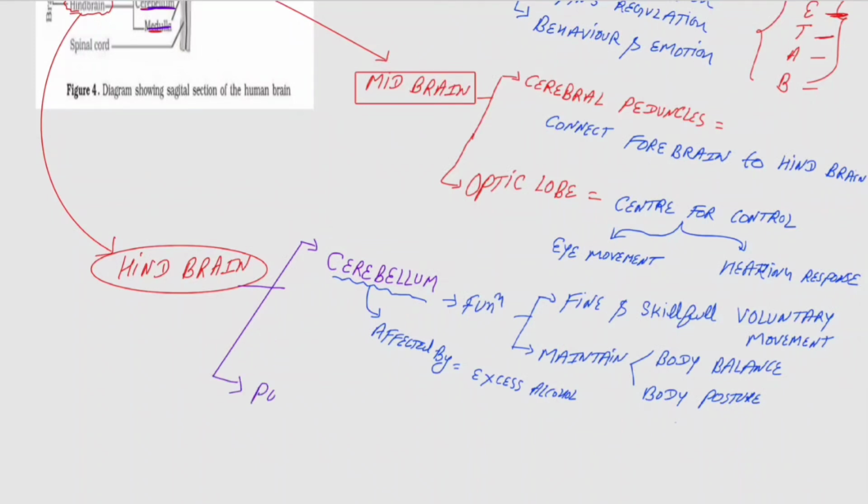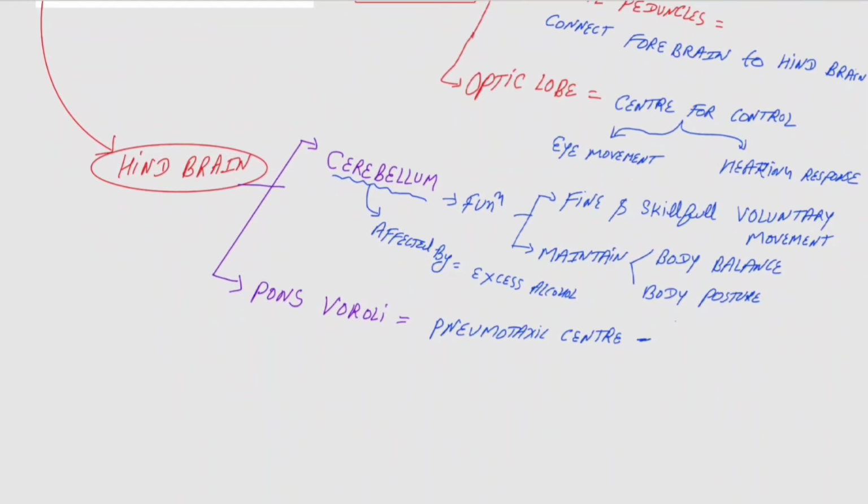Now let's talk about the pons. This is Pons varolii, part of the brain. Pons varolii has the pneumotaxic center. And what is the function of the pneumotaxic center? The pneumotaxic center controls the breathing mechanism. Clear?